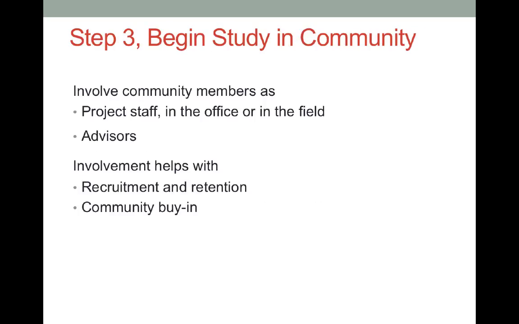Community-engaged research involves community members as project staff in the office or in the field or as advisors for the project overall. Research can be strengthened by involving community members. Their presence can help with recruitment and the retention of study participants. It can help secure community support, and that'll ultimately lead to a better outcome of the research. Sometimes it's not possible to involve community members directly with the study. In that case, researchers may develop other ways to promote community involvement.